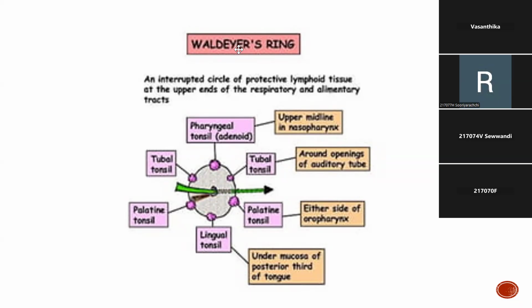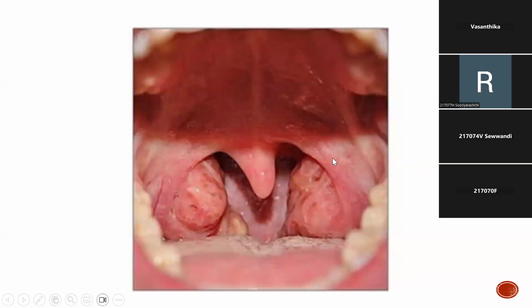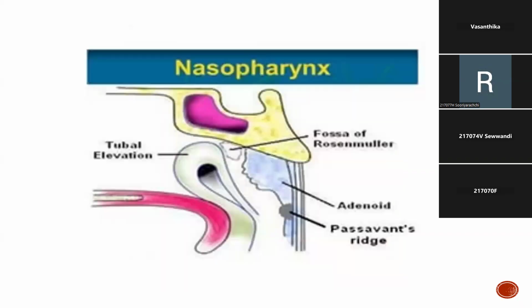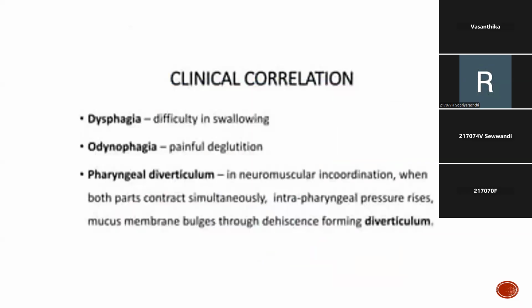Then you have the palatine tonsils that you normally see in the mouth. See, these are the palatine tonsils. You can see the tonsils. At the nasopharynx, you can see the adenoids or pharyngeal tonsils. So clinical correlations: if you get an enlargement of the palatine tonsils or the lingual tonsils, you can get odynophagia or dysphagia.